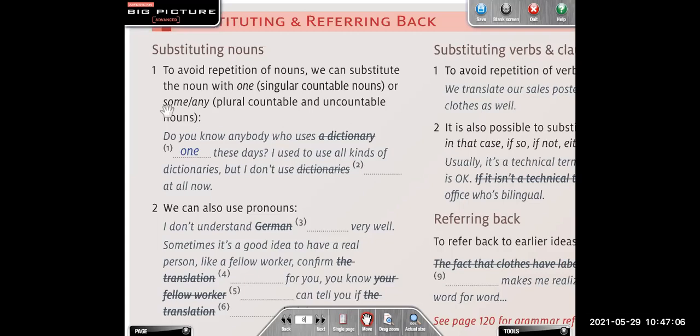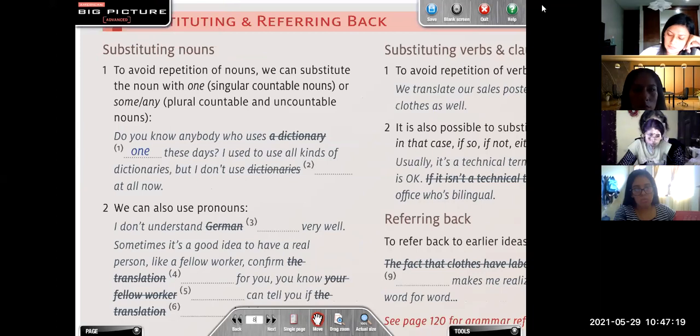When we are offering something, we can use some in a question. Cuando ofrecemos algo, podríamos utilizar some en la pregunta. Por ejemplo, would you like some tea? Would you like some coffee? So when we are offering something, we can use some in a question. Pay attention to that.